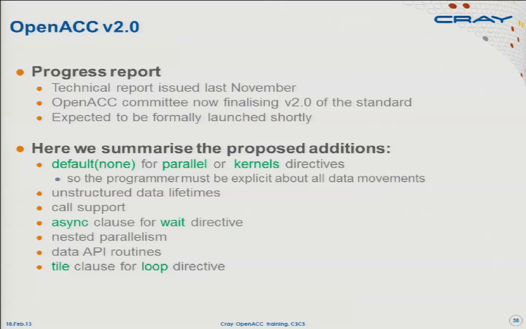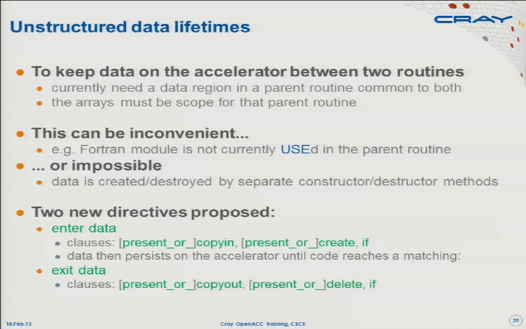So what are the proposed additions? Well, there's default none, and unstructured data directives. I've got slides on these, so let's just go through them briefly. If you're a C programmer, and especially a C++ programmer, the idea of data regions in your main program, where you know that the data will be globally visible, will live, and then at the end will disappear, doesn't work with constructors and destructors. You don't have this globally visible data. You just know that data is created in this call, and it will be destroyed in that call.